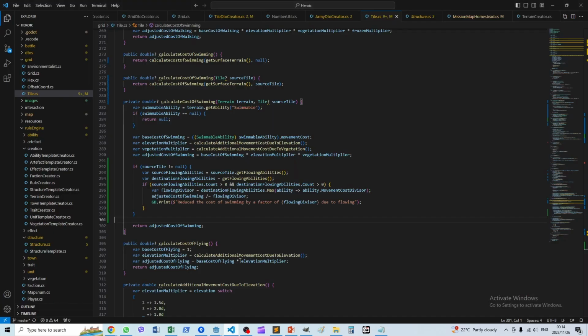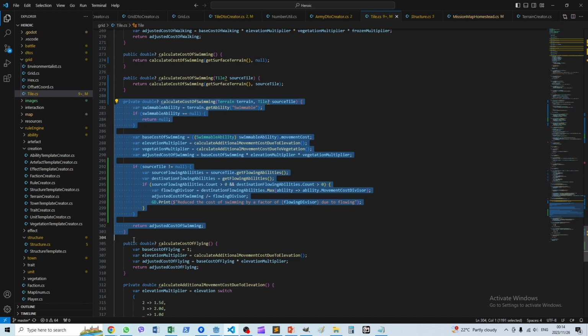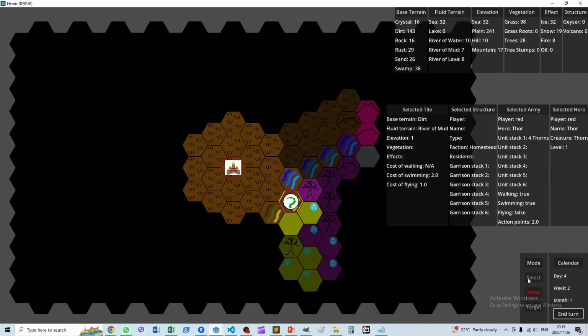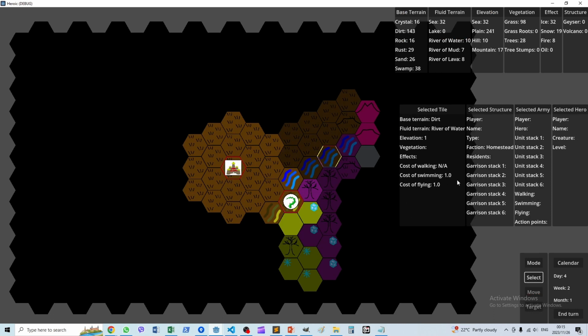Alright, so how does this work? So here's our function that calculates the cost of swimming. It takes a new parameter. The parameter is the source tile, so basically the tile that we are coming from. Now that's not always available. If we just look at some random river tile like this one, it says the cost of swimming is 1, because the calculation doesn't know where we'll be coming from to move onto that tile. So it doesn't have the source tile, so it can't perform the calculation that would reduce the cost because of the flowing ability.